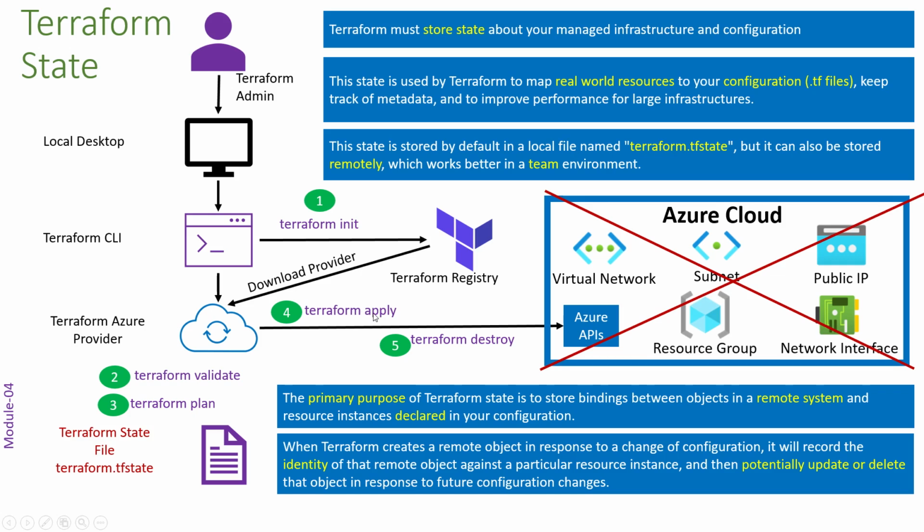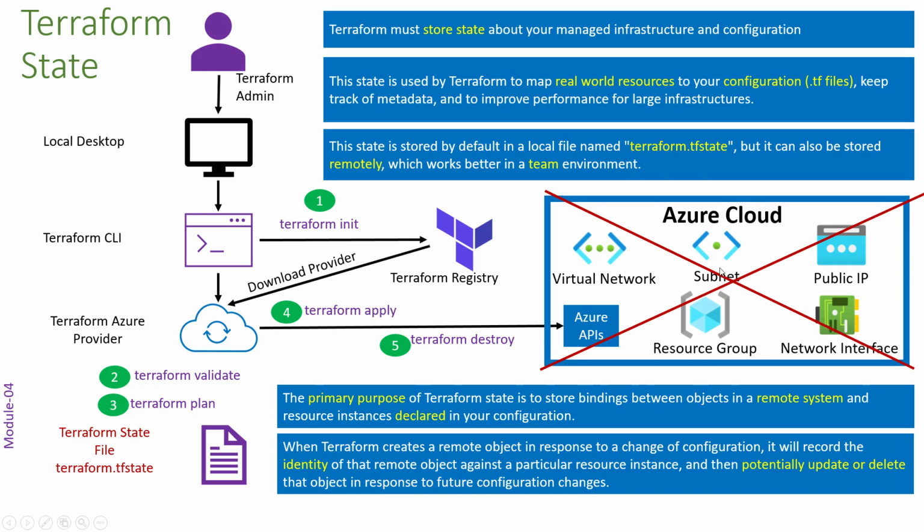Basically, what it contains: let's say you have code for a virtual network, a public IP address, a network interface, a resource group, whatever is defined in your configuration file, that is your Terraform configuration file. Now you want to deploy this using the Terraform apply command. Once it is successfully deployed, you can see the infrastructure in your cloud.